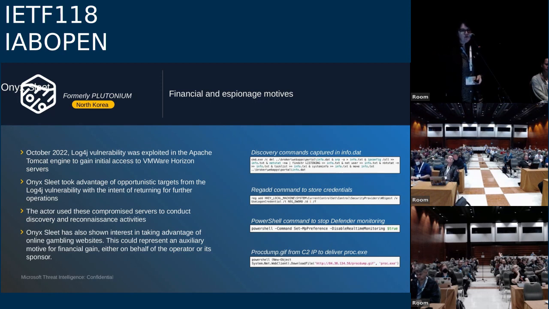Onyx Sleet, which was formerly Plutonium, again, has financial and espionage motives. If you think about the fact that they looked at the online gambling websites, we're really seeing a lot of targeted attacks from that perspective. But then also thinking about some of the Log4j vulnerability that they used. And if I said Log4j, who in this room knows what I'm talking about? Excellent. Great. I'll ask you later.